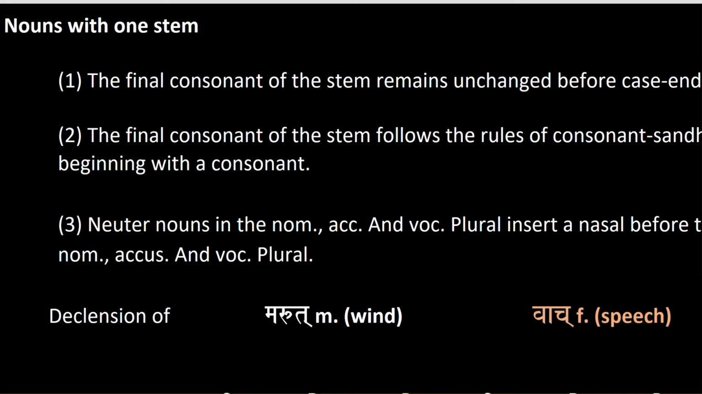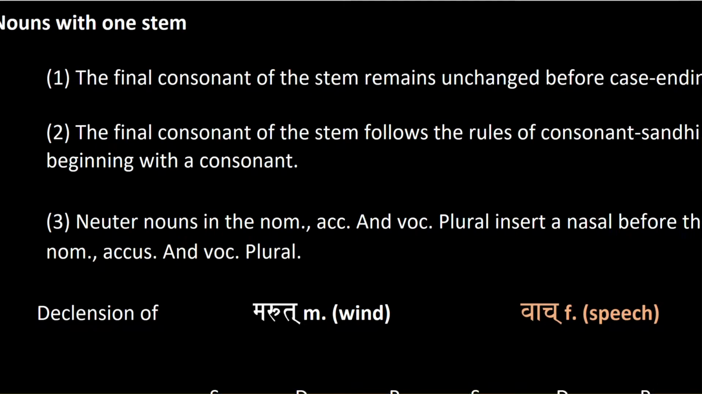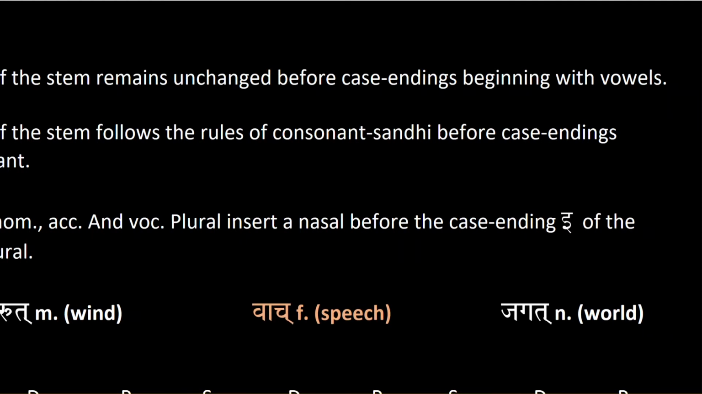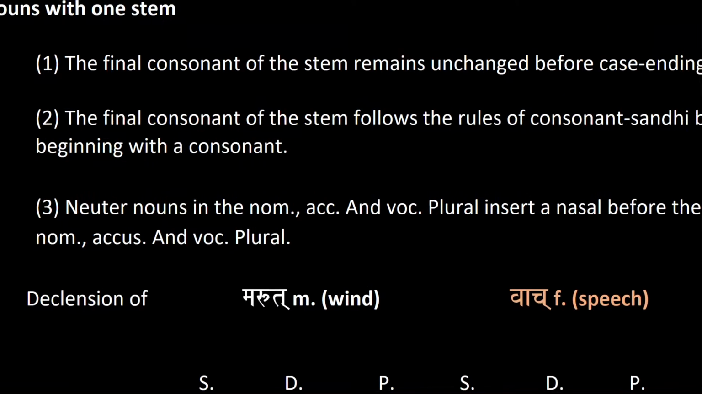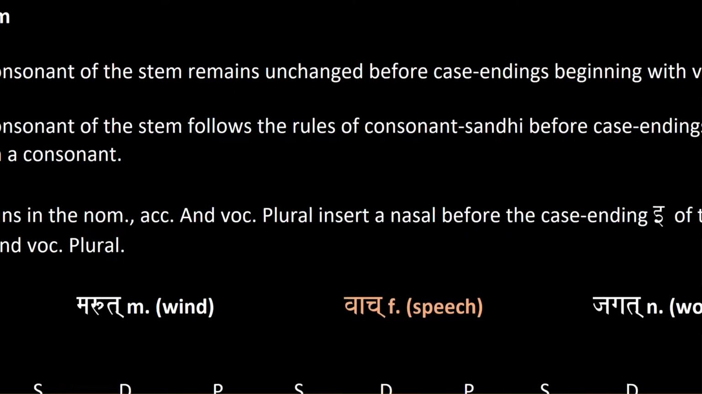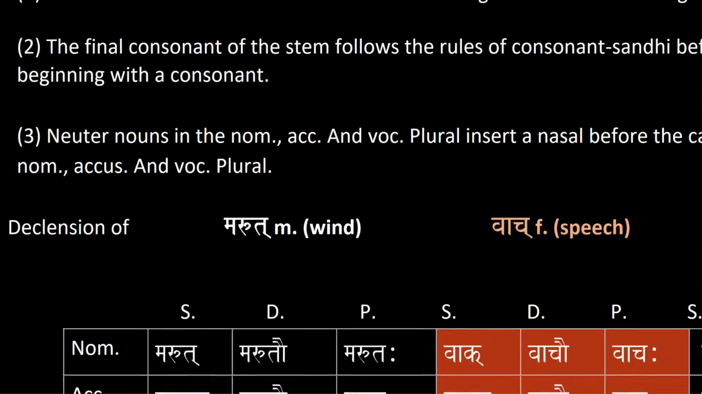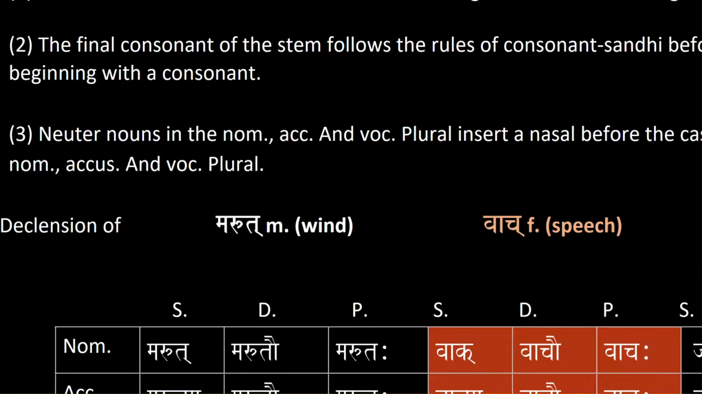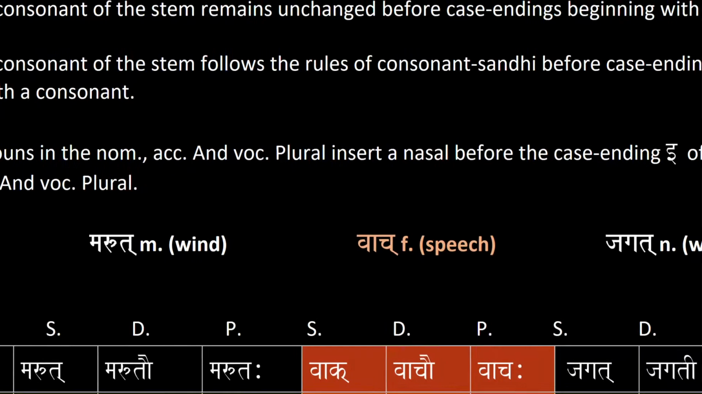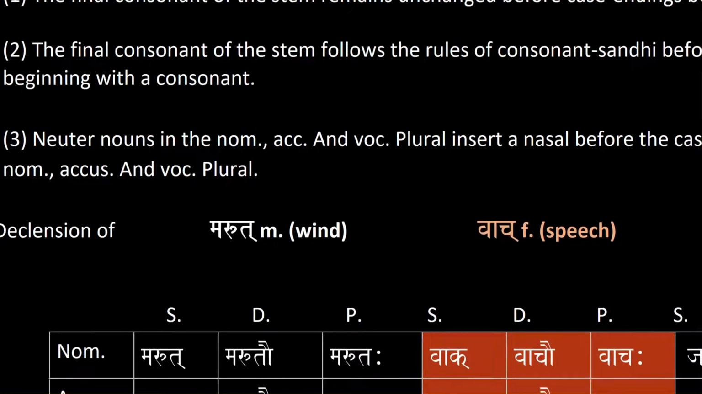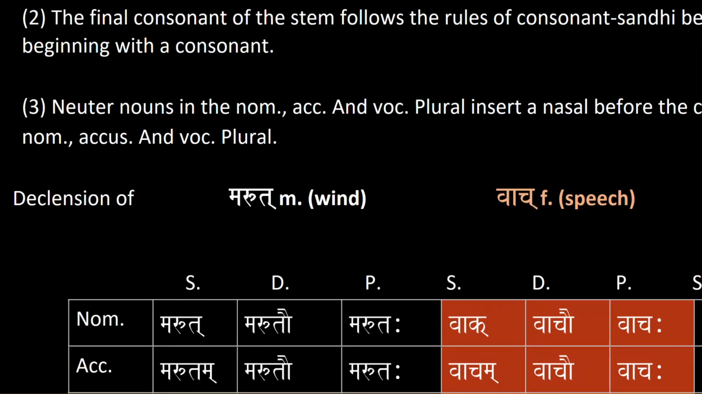So there are three things to consider before declining a noun that ends in a consonant. The final consonant of a stem remains unchanged before case endings beginning with vowels. The final consonant of the stem follows the rules of consonant sandhi before case endings beginning with a consonant. And last but not least, neuter nouns in the nominative, accusative, and vocative plural insert a nasal before the case ending i of the nominative, accusative, and vocative plural.